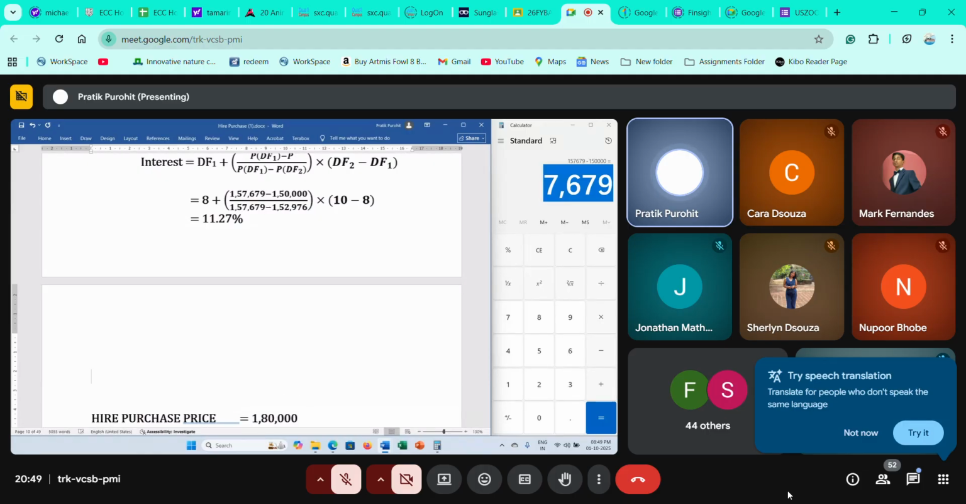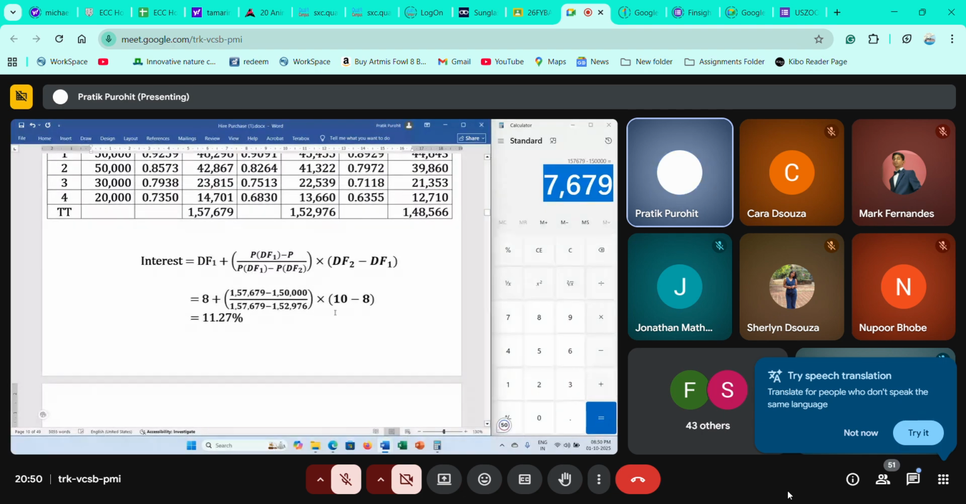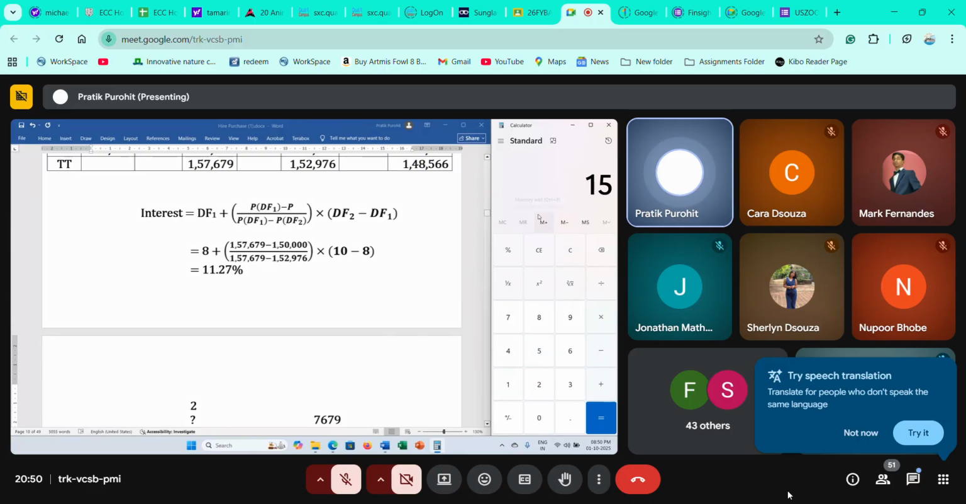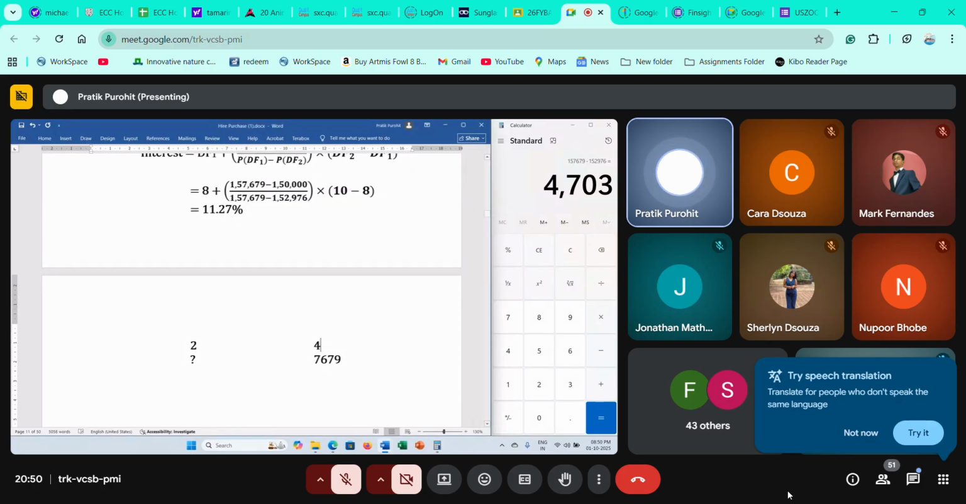If I don't simply use the formula, and just write it normally, I would say: 2% change gives how much change? How much percent change should I make to get 7679? So 2% was giving how much change? It was 4,000 something. 157,679 minus 152,976, that is 4703. So if 2% gives a change of 4703, how much will give a change of 7679?